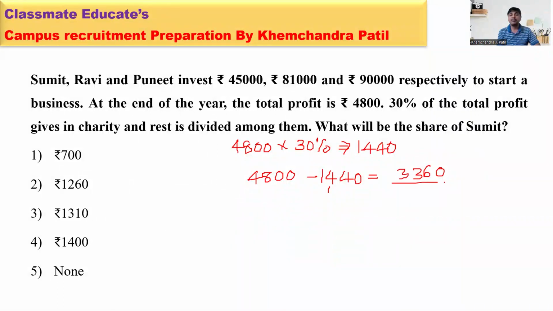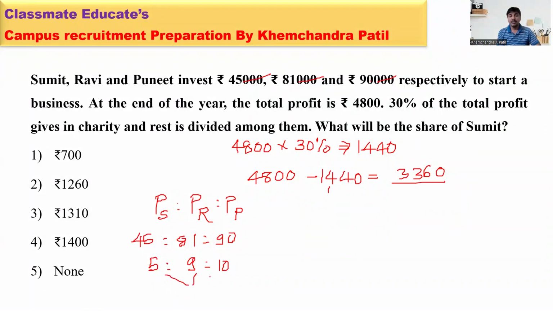So if you subtract this, this will be 3,360. Then this is the profit which will be shared according to their investment, because the time of investment for all partners is same. So profit of Sumit is to profit of Ravi is to profit of Puneet will be 45,000 is to 81,000 is to 90,000. So I'm just eliminating these three zeros from everywhere. So 45 is to 81 is to 90. Further, which can be simplified as 5 is to 9 is to 10. If we add up, this total is 24.